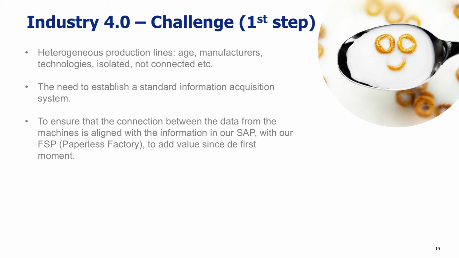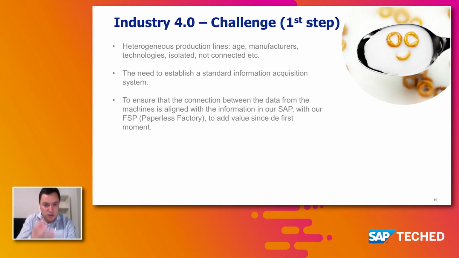We have all our factory information in our paperless factory in SAP, and the system should be easy to connect our transactional data, our data in SAP, with the data that we get from the machines. So this was something that we needed to put in value from this first moment. How can I get information of this line and join it with the number of orders that we are producing?